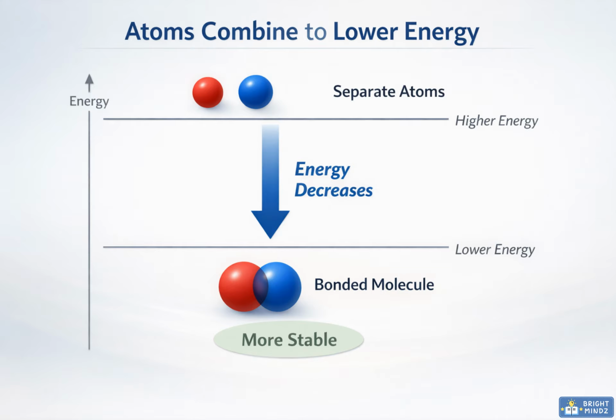The idea of a full outer shell is important, but the deeper reason for bonding is energy. Separate atoms may be in a higher energy, less stable state. If their electrons and nuclei can arrange in a way that lowers the total energy, a bond forms. The energy difference is released to the surroundings, and the bonded molecule becomes more stable. So, chemical bonding is a move toward lower energy, and stability is the result.